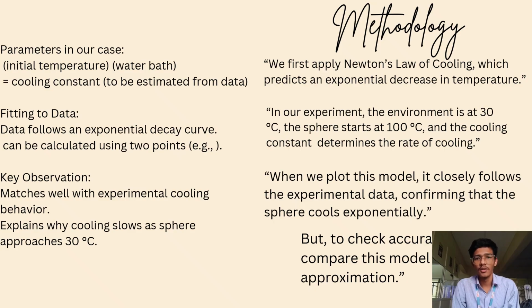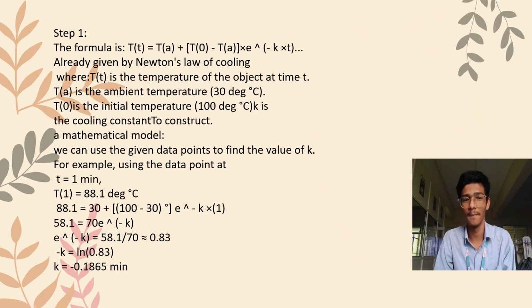Methodology. We first apply Newton's law of cooling, which predicts an exponential decrease in temperature. In our experiment, the environment is at 30 degrees Celsius and the sphere started at 100 degrees Celsius. The cooling conditions determine the rate of cooling. When we plot the model, it closely follows the experimental data, confirming that the sphere cools exponentially, but we can check it accurately by comparing with the model.